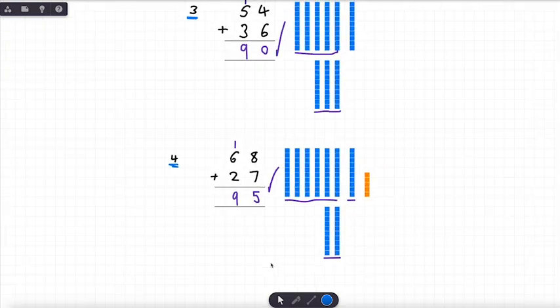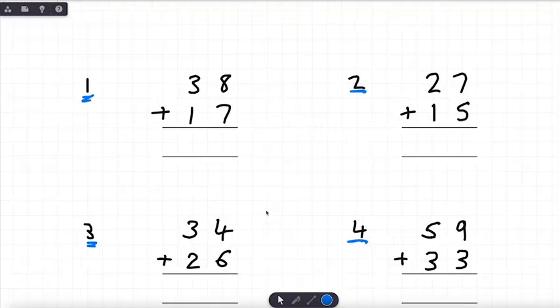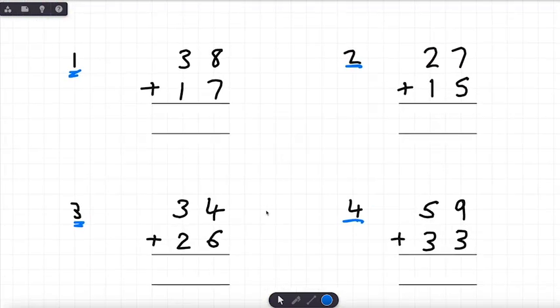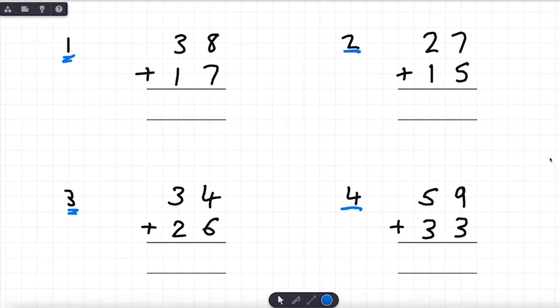Right, now we're going to have a look at 4 that you can try. So here's 4 that you can try at home. And once you've had a go, have a look at the answers. So we've got 38 plus 17, 27 plus 15, 34 plus 26, and 59 plus 33.